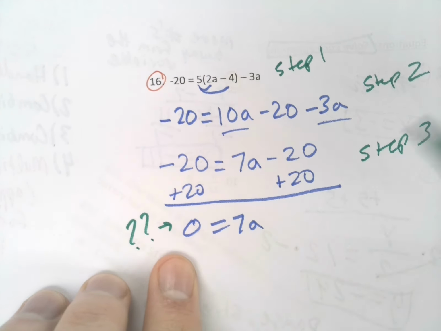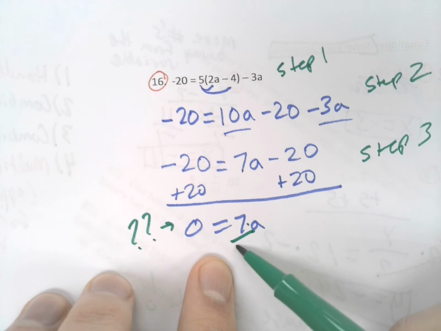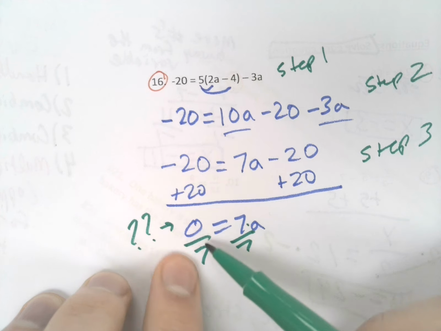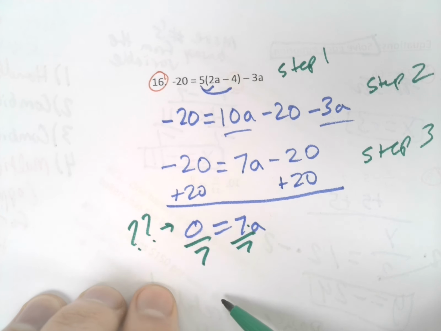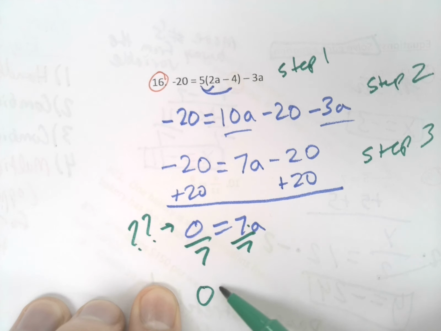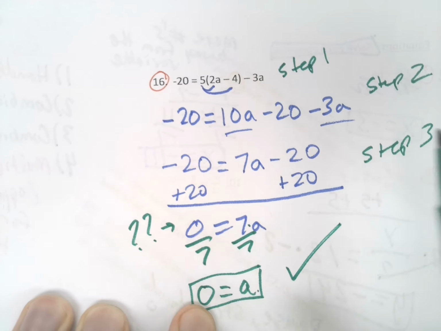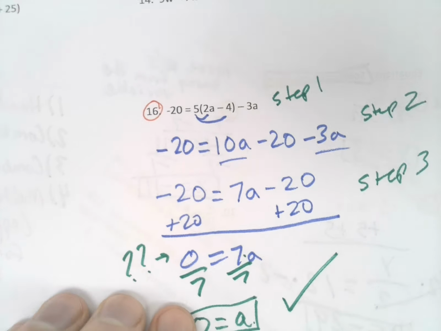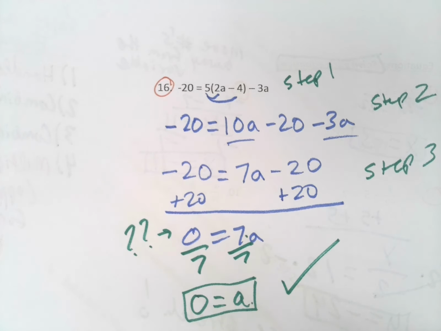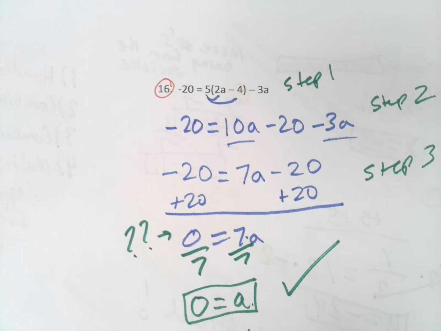Uh-oh. What's going on here? Well, guys, we still have a number being multiplied to a. Divide. 0 divided by 7. 0 divided by any number is 0. That's okay. That is A-okay. So again, pause. Take a breath.